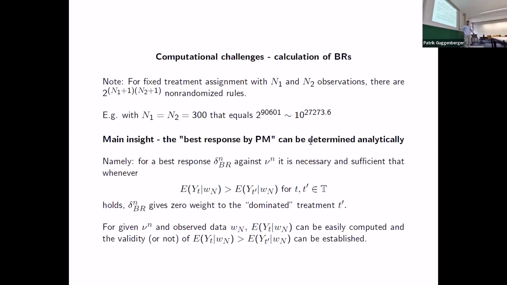They are given to us in closed form. So we can decide whether this is true or not true. If this is true, then you assign 0 probability to t prime. So you can work out exactly what an optimal response is. If you have a tie here, by the way, then it doesn't matter which treatment you assign. You can either put weight 1 on treatment t or weight 1 on treatment t prime. So in other words, you can always find explicitly, trivially, a best response using that insight.